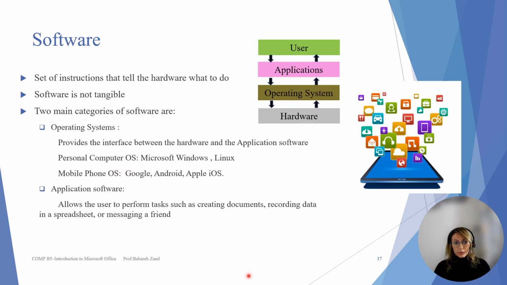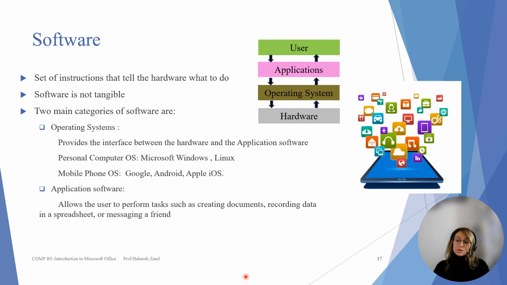Okay, earlier we mentioned that computers have two major components, hardware and software. Hardware is the physical part of the computer that we can touch and that is tangible, such as the monitor, keyboard, mouse, printer, webcam. Software, however, is not tangible, meaning you cannot take it out and start touching it. It is a set of instructions that tells the hardware what to do.